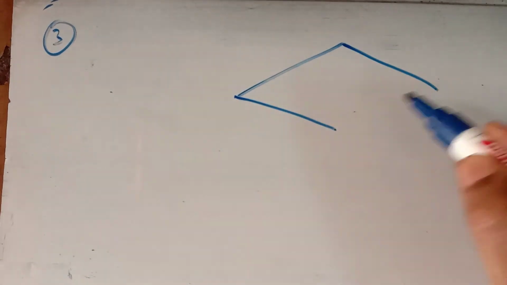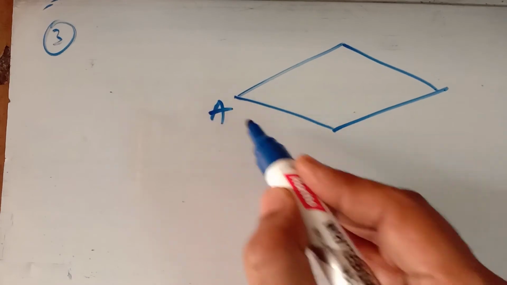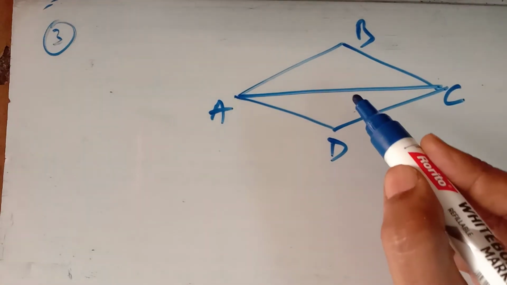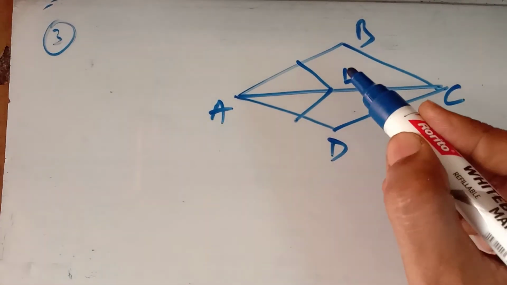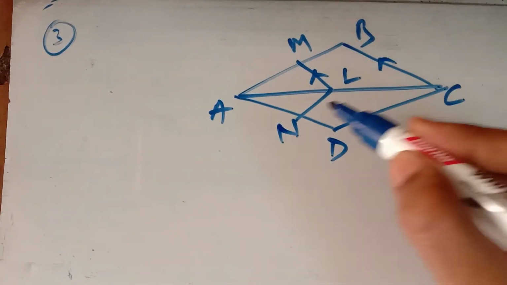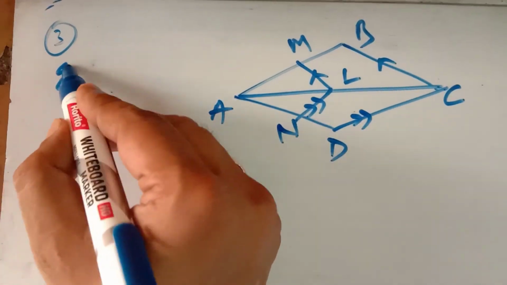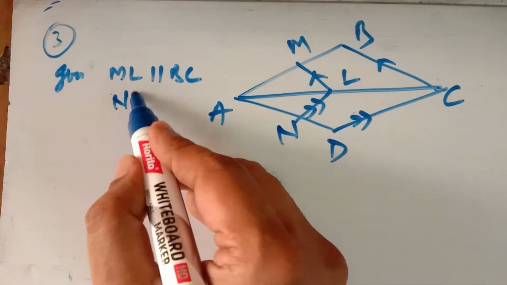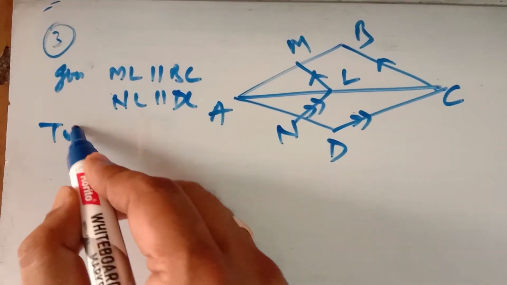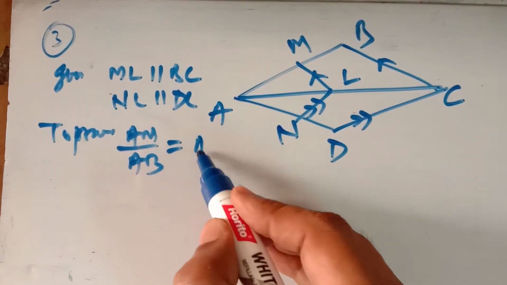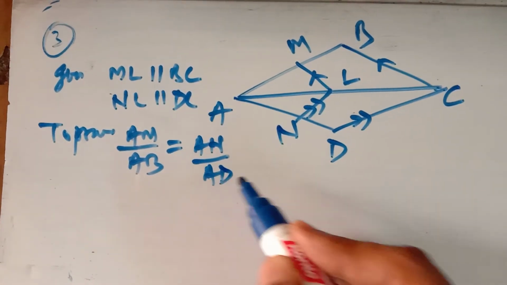Now in question number 3, there is a figure. It is given as A, D, C, B. There is a diagonal AC, and there are points L, M and N. It is given that this line is parallel to this and this line is parallel to this. What is given? ML is parallel to BC and NL is parallel to DC, and you have to prove that AM upon AB is equal to AN upon AD. This you have to prove.